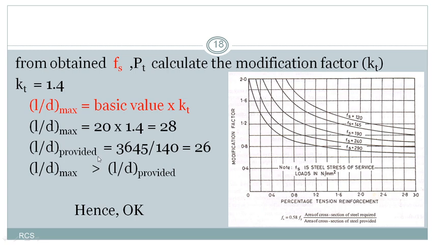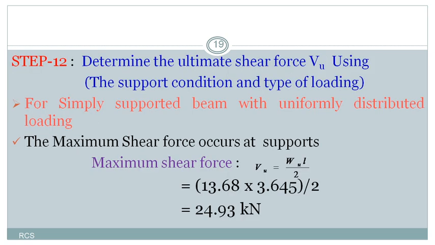L by D provided is the effective length of the slab to the effective depth of the slab. The effective length of slab is 3645 by 140, that is 26. So our L by D maximum is greater than L by D provided, and we can say hence our slab is safe against the deflection. So it is okay in deflection. Then we have to design our slab against shear reinforcement.